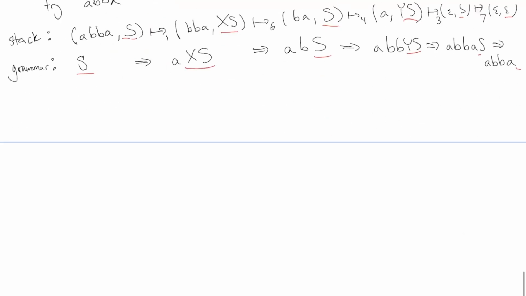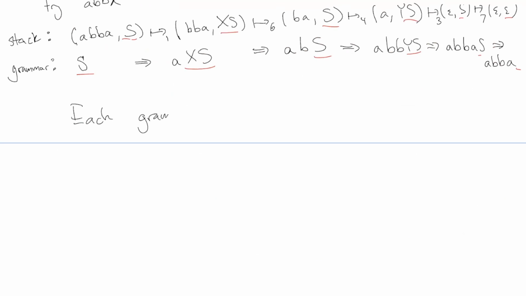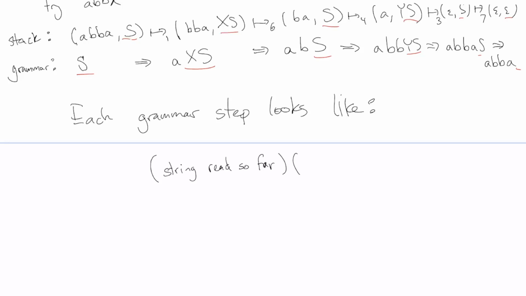Okay, but anyway, I'm going to try and summarize this. Each grammar step, while it's in progress, looks like the string which has been read so far. It's the portion of the string which you already read, followed by the stack, right? That's always what it looks like. This is the one I underlined in red. The rest of it is just the portion of the string which has already been read so far, all right?